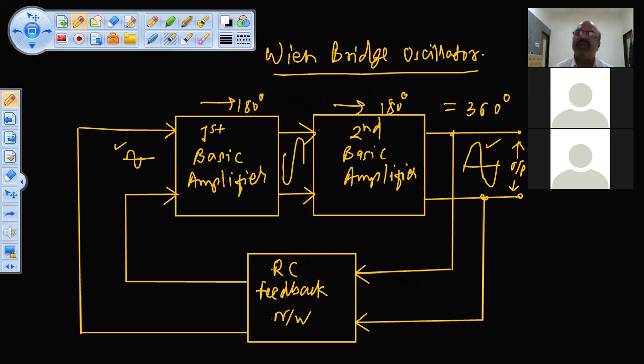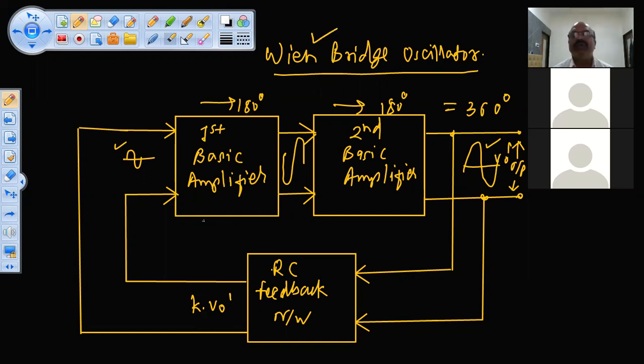It is a simple RC network that only gives out a fraction of the output signal back to the input without any phase shift. Correct. So it is K times Vo'. This is your Vo'. The output signal is Vo'. It is K times Vo'. So this is the basic structure of the Wien bridge oscillator.